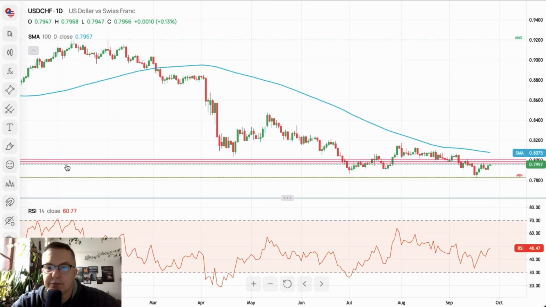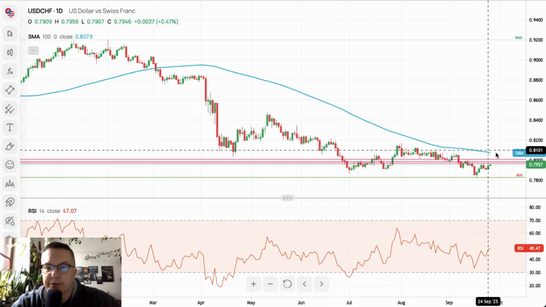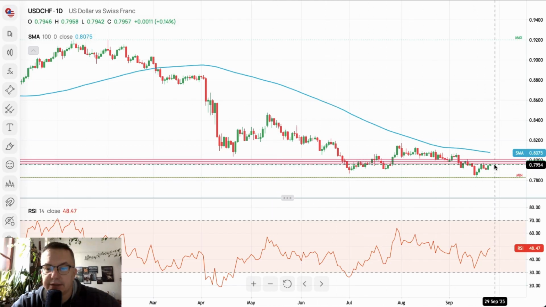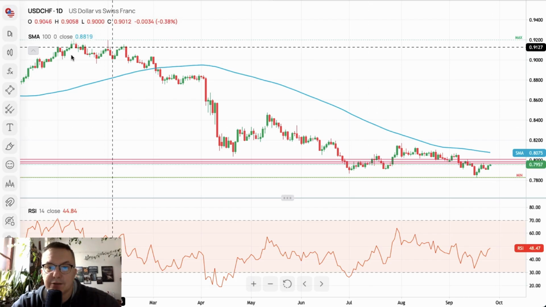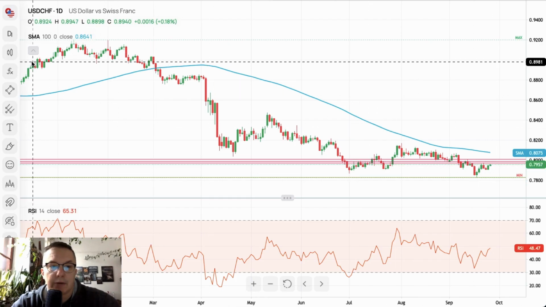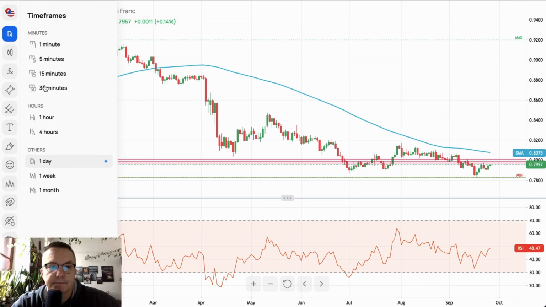Breakout on a daily time frame chart. We are far away from the 100 period moving average. So even with this breakout, it's still a bearish market. You can see the whole 2025 is in the down trend.